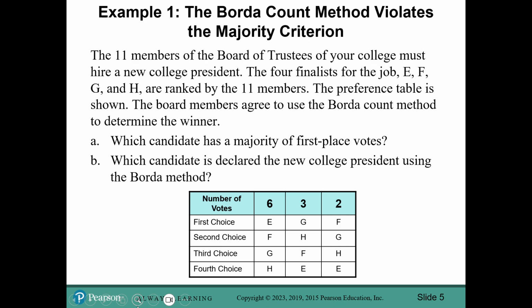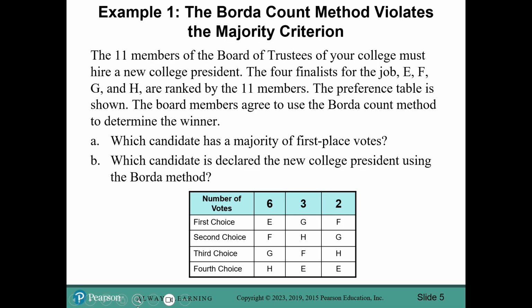Example 1, the Borda count method and how it violates the majority criterion. So we're going to show an example where the Borda count method violates the majority criterion. If you can't remember what the Borda count method is, please review your material from chapter 13.1.